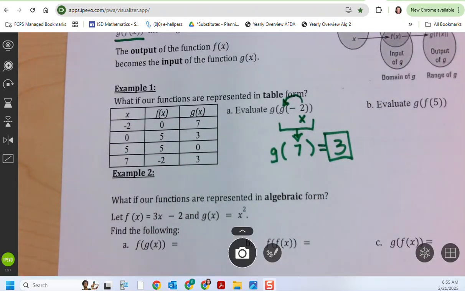All right, in a minute you guys are going to do B. If you're ready to do B, do that now. If you want to hear about the first one again, I'll explain it again.